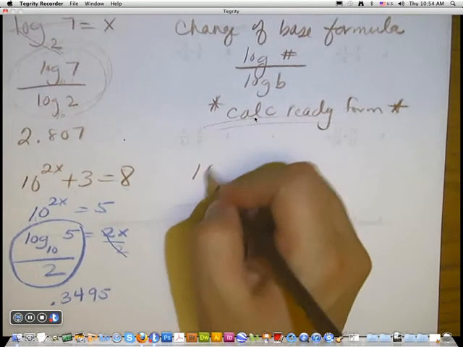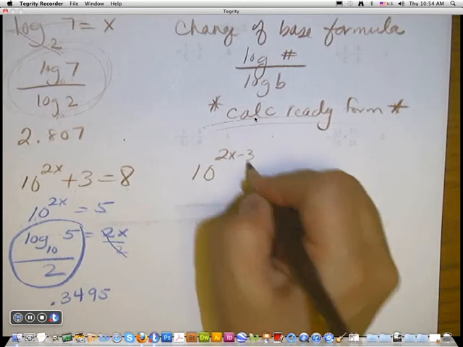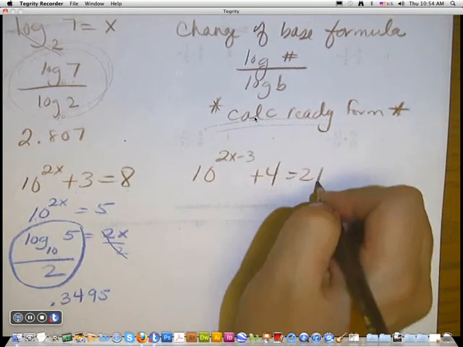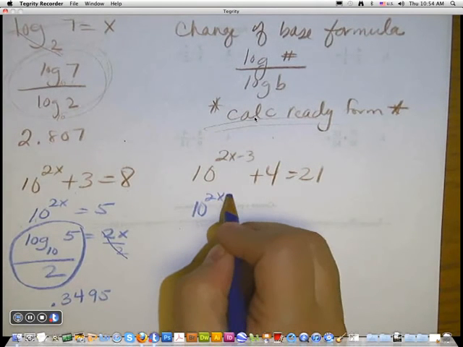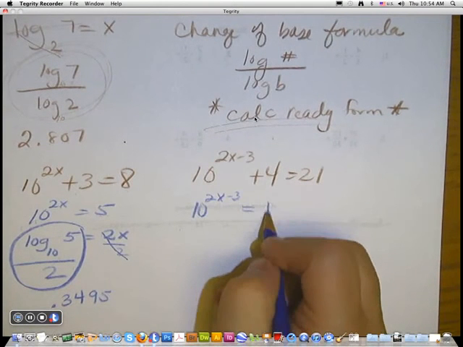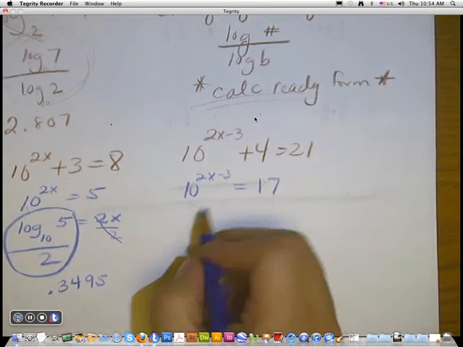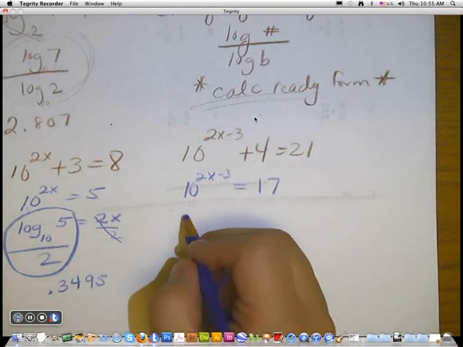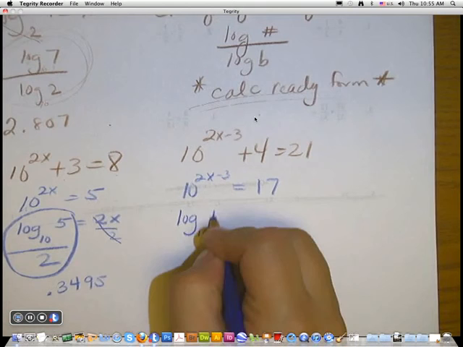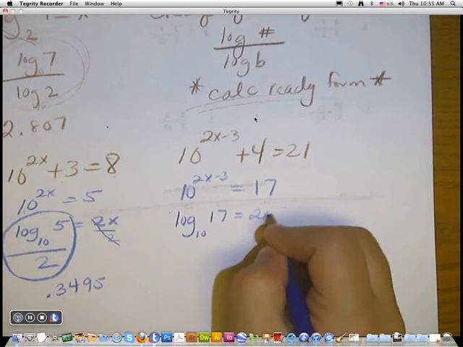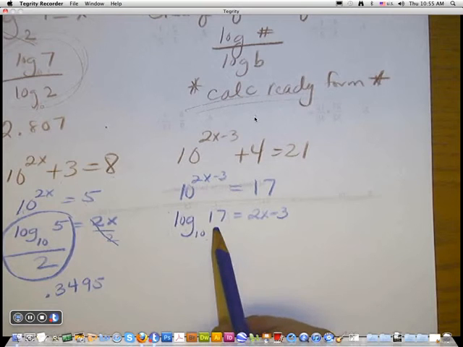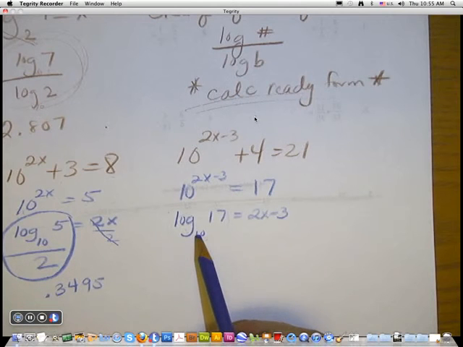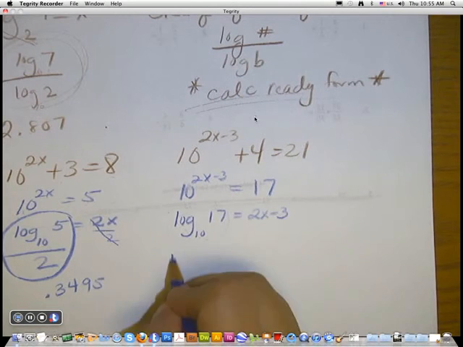Let's try again. 10 to the 2x minus 3 plus 4 is 21. So the first thing we want to do is get rid of that extra part of the 4, and that becomes 17. Now I have to get to my exponent, which means change it to log form. Now my calculator is already in base 10, so I don't need to change it to calculator ready form, but I do have to solve for my x.